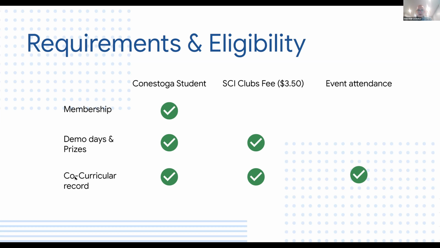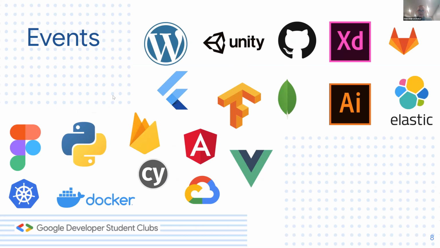Another thing is about the co-curricular record. Essentially it's a confirmation that you were active as a student in the club. So you were engaged. It's essentially a confirmation that you can maybe attach to your resume or something. So that's essentially it. And events are free, no fees. So that's it. The next slide is about events.